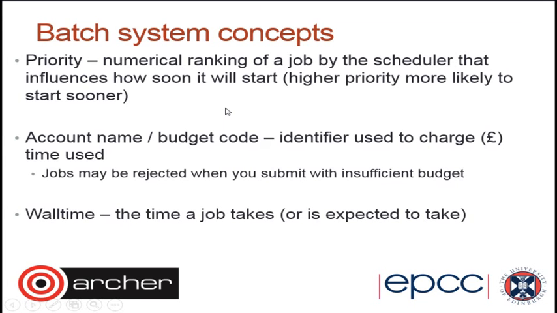If it's got a higher priority at a given time, that means it's more likely to start soon. It's not deterministic, as we'll see. These scheduling algorithms are quite complicated, and all you can say is really that with higher priority, you're more likely to start sooner, but it's not a guarantee that it will start before a lower priority job. Some batch systems allow you to see this priority explicitly, to actually view what it is. For other batch systems, this is just something that's computed internally within the algorithm. So the way it's implemented differs, but it's a universal concept.